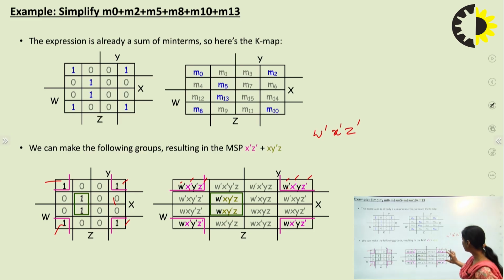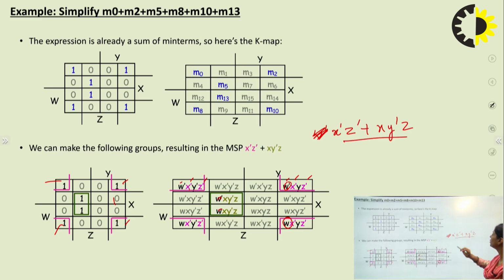Now, when we combine these two, we'll not include this W. So we'll not have this W over here. We'll only be left with x complement and z complement because we are finding out the commons in all these 4 terms. The common part from here, W and W complement will not be considered. Rest all are common. So we'll have plus x, y complement, z. So this is the solution, or the simplification, of this M0, M2, M5, M8, M10 and M13.